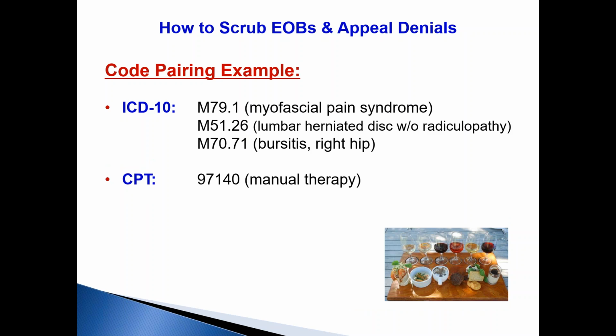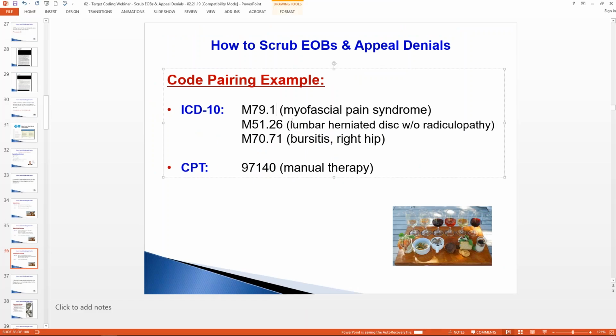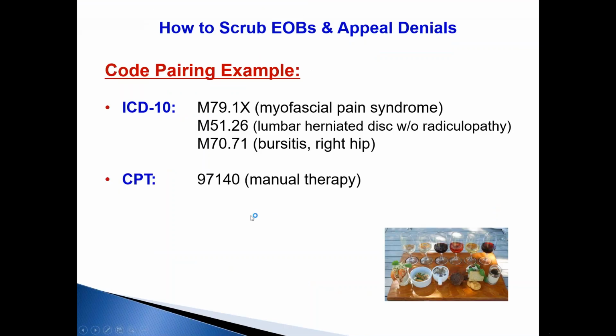You got a patient with myofascial pain syndrome. By the way, that diagnosis code, M79.1, won't work. So we need to fix that. I'm going to fix it right now. There are additional codes that got put into that. So myofascial pain pairs beautifully with manual therapy.